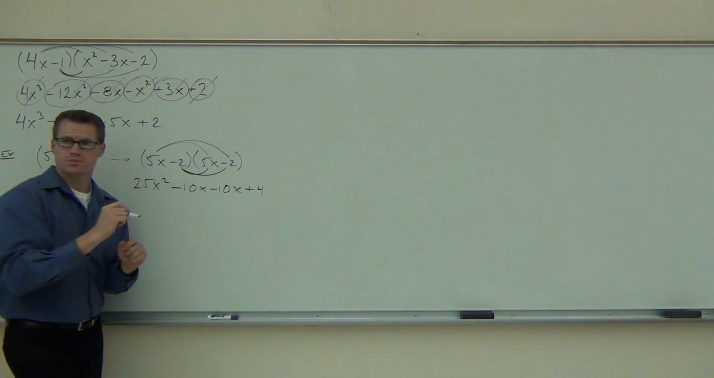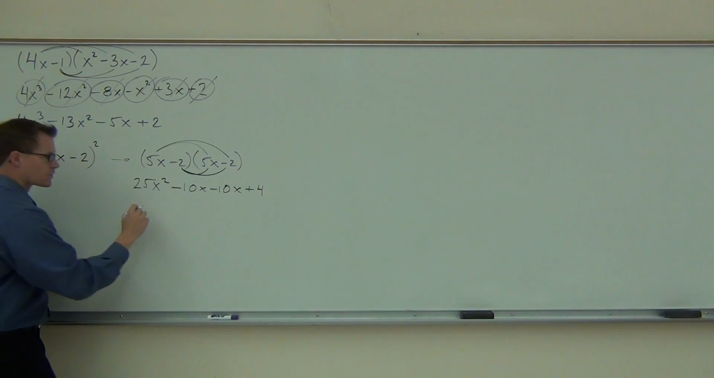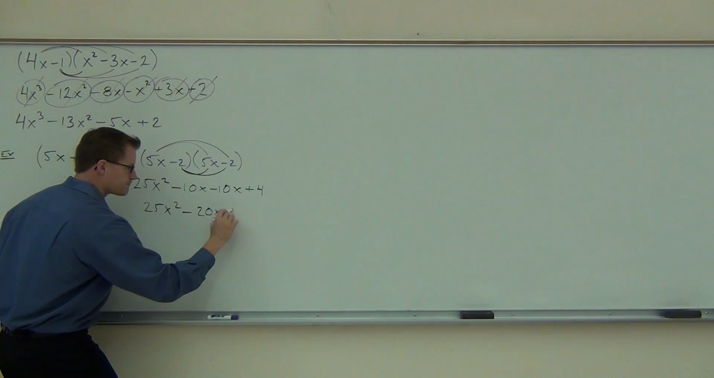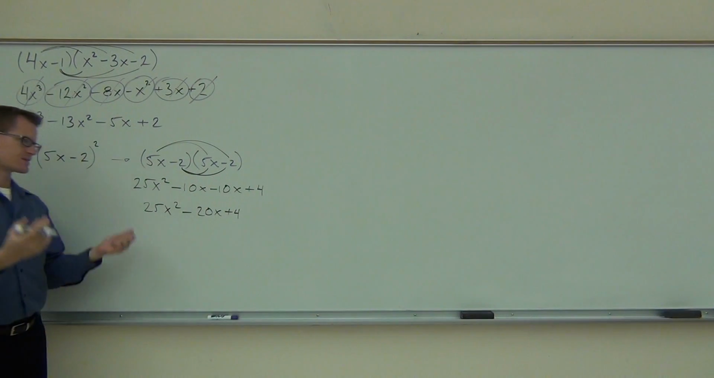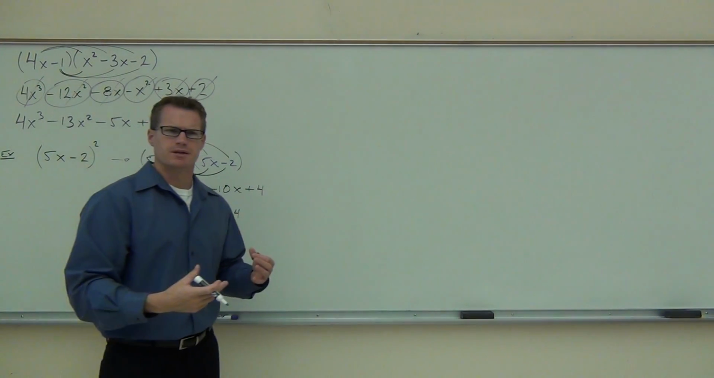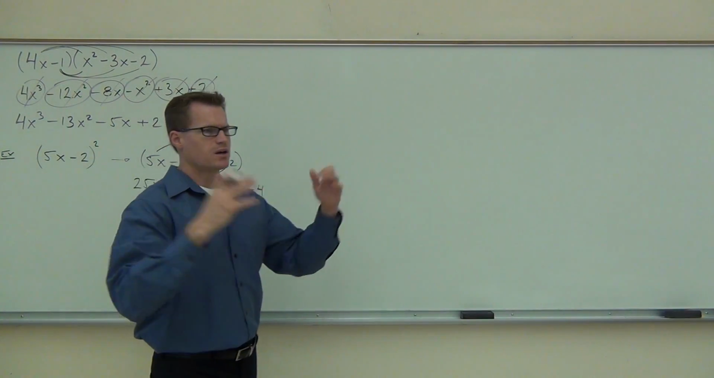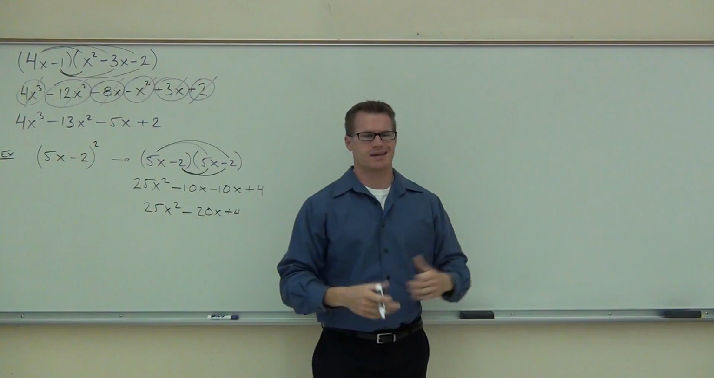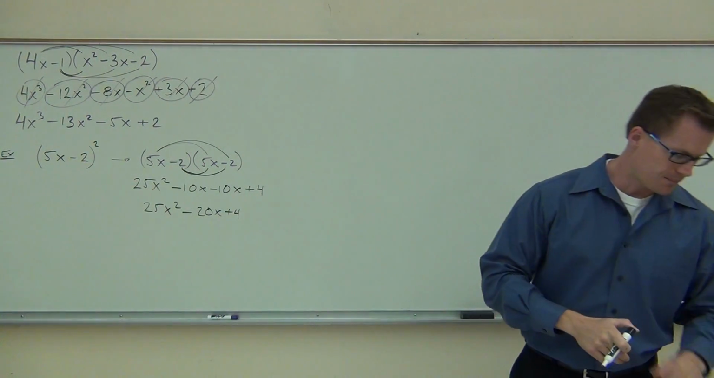Did you get all 4 of those terms? Yes. All right. And so we're going to get the 25x squared, minus 20x, and plus 4. That's as good as we can do. We can't combine that anymore. Do you feel okay about the multiplication idea then? Really just distribution, however many terms you have in the first polynomial times however many we have in the second. That's it. Just combine your like terms after that.